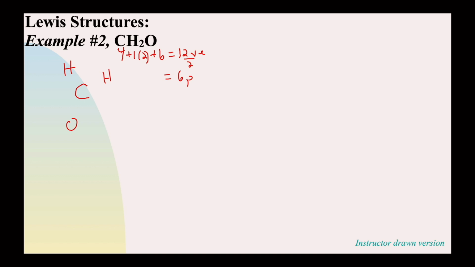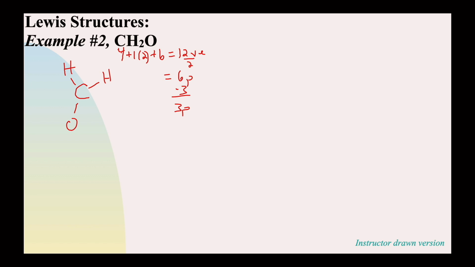So back to the structure. Carbon in the middle, the H's and the O on the outside. First thing to do, connect the outer atoms to the inner atoms. So those 3 lines I've drawn right there are each bonding pairs. That's 3 of my 6 pairs. So if I subtract 3, that means I have 3 pairs left.